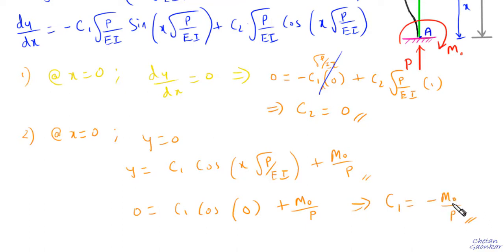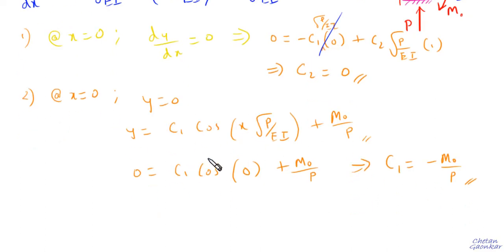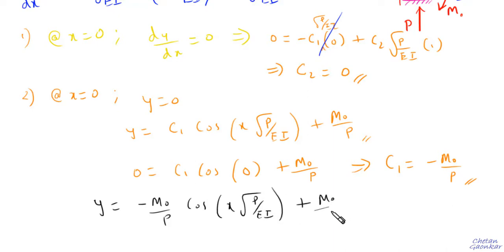Now since c1 is minus M naught by P, I can substitute it back in this equation, and finally I will get a particular solution for this problem: y will be equal to minus M naught by P cos of x root of P divided by EI, plus M naught by P. And then we can further simplify this.